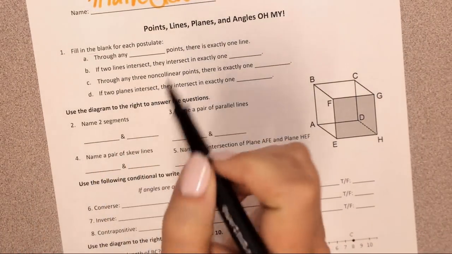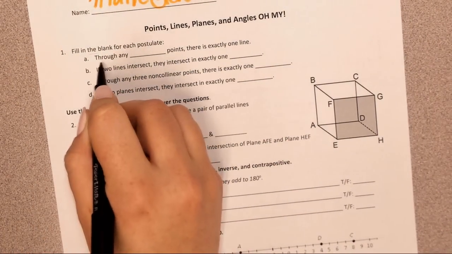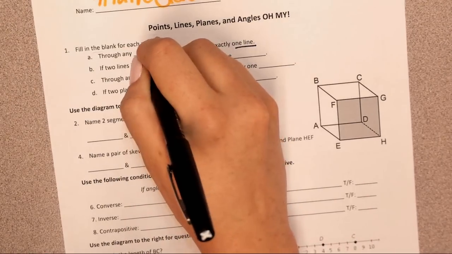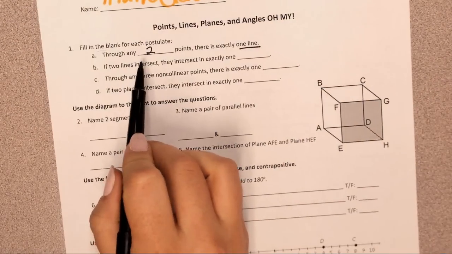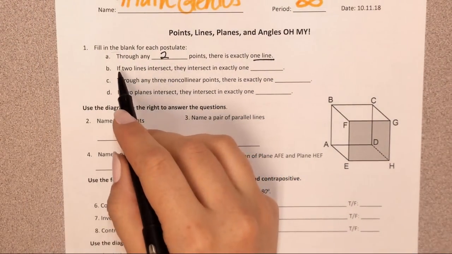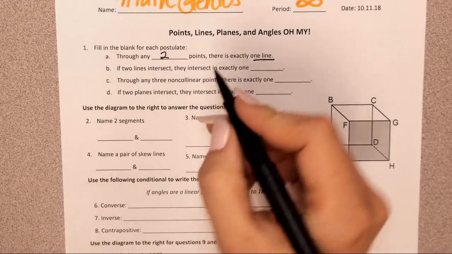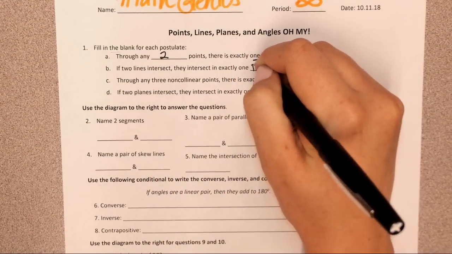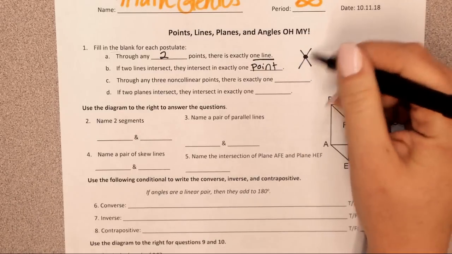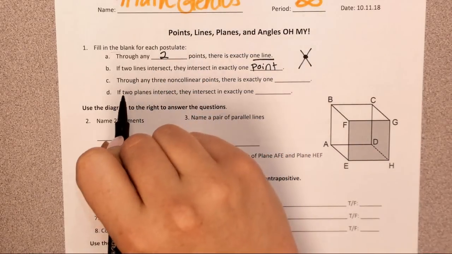So it says fill in the blank for each postulate. Through any blank points, there is exactly one line. When talking about a line, it takes 2 points to create a unique line. B, if two lines intersect, they intersect in exactly 1 point. Okay. You can see that here. If they intersect, there's 1 point.